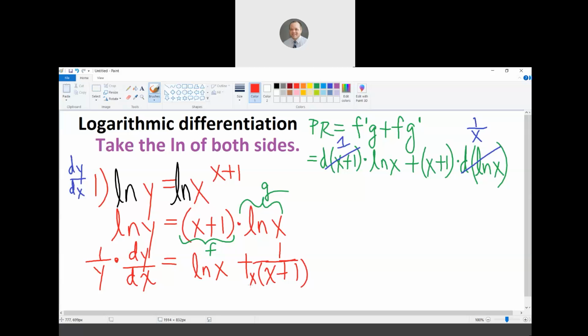Now, our goal is we're trying to find dy dx. But our dy dx is not by itself. Well, quite simply, to get dy dx by itself, just multiply both sides of your derivative by y. On the left side, the y's cancel, leaving us with dy dx.